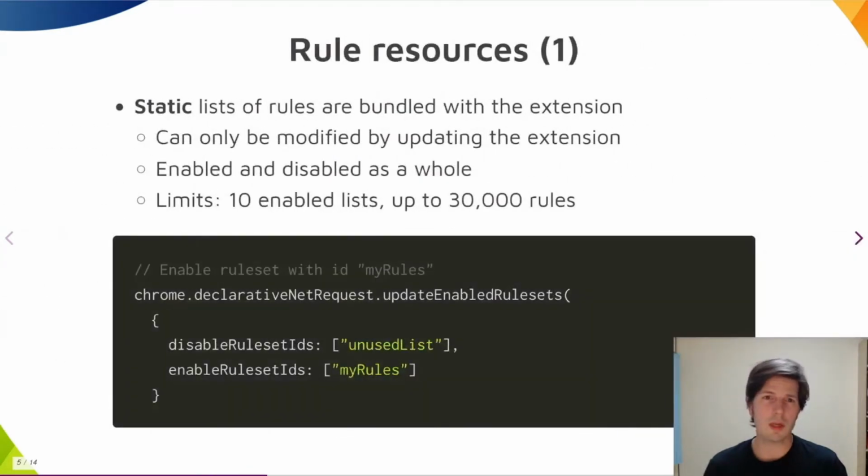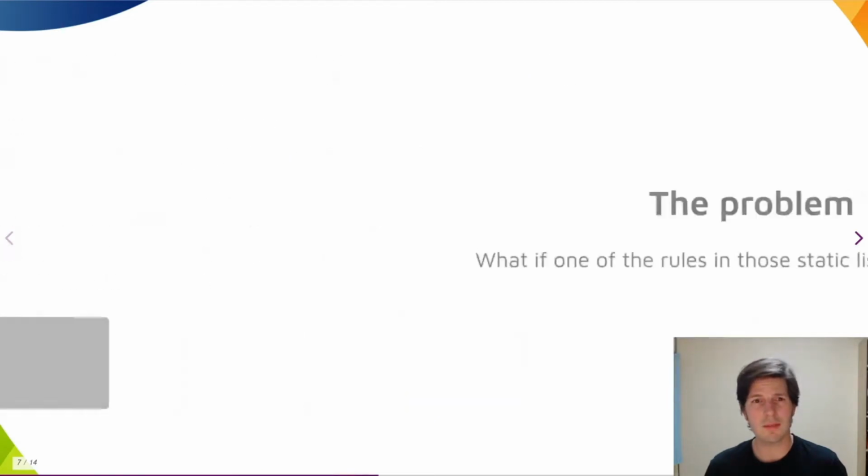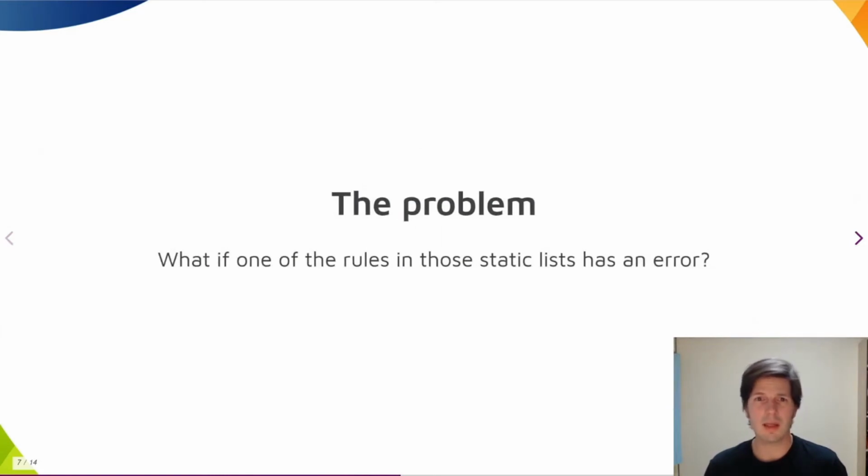Static lists of rules are bundled and distributed with the extension, and other rules can be added and removed dynamically one by one, but in a much smaller number. So, since the most useful lists have tens of thousands of rules, they have to be bundled statically with the extension. The problem that we are looking at happens when one of these static lists bundled with an extension includes a rule that turns out to be harmful after it has been distributed to users.